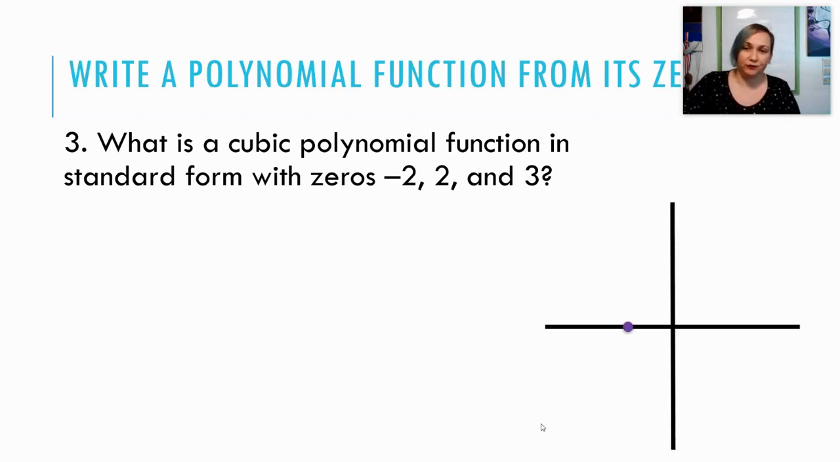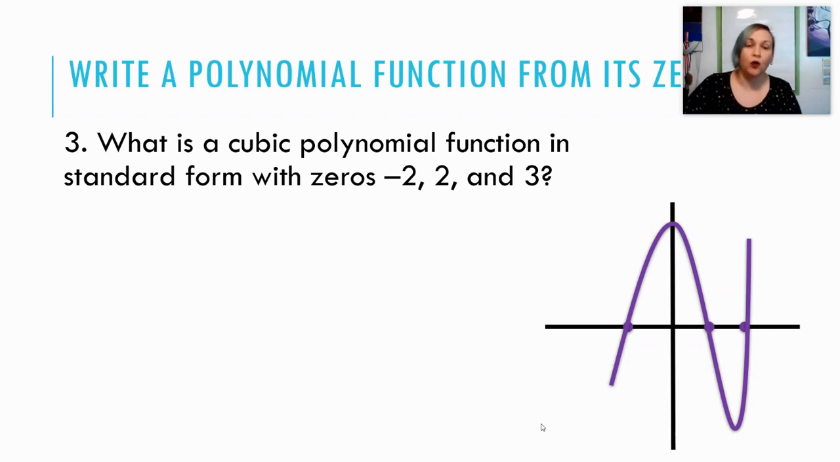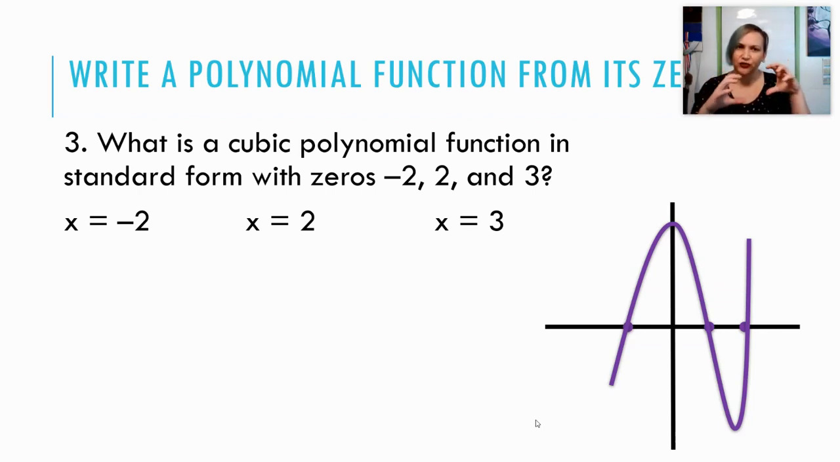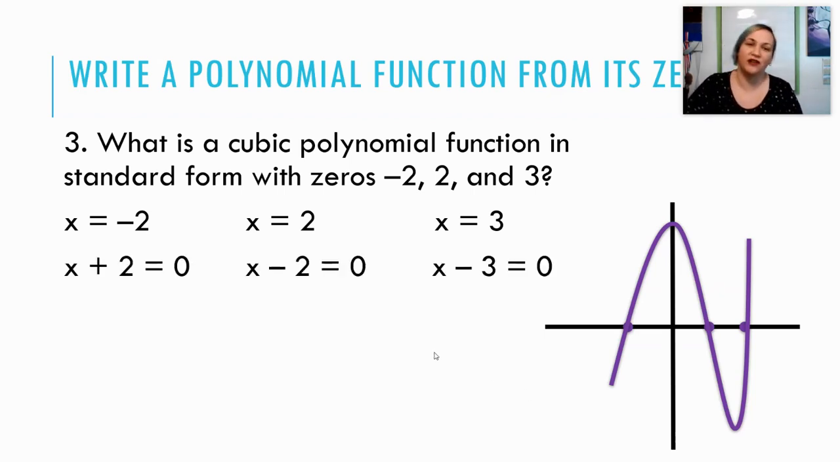So we need to remember from the first video that the zeros are what x is equal to. It's the x-intercepts. And one thing that we pointed out in the first video was that whatever your x-intercept was, when it was in the parentheses, like the factored form of it, it was the opposite sign. So if my x-intercept is -2, the factored form is going to be x plus 2. And if my x-intercept is +2, the factored form will be x minus 2. And then finally, if my x-intercept is +3, the factored form would be x minus 3.